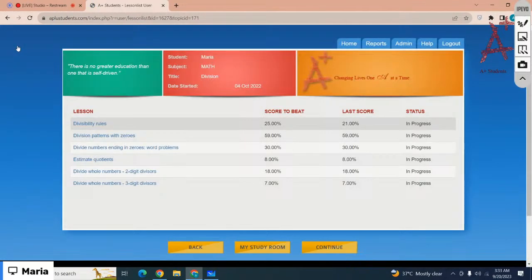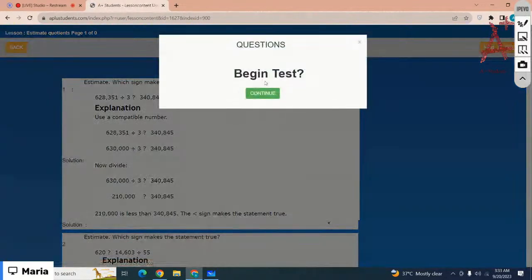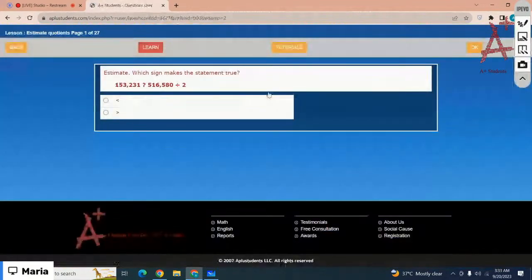The next lesson, word problems, you have to do on your own, right? Let's just start with estimate quotients. We have done examples of this lesson also. Okay, estimate. One, estimate which sign makes the statement true. So you don't have to divide the exact numbers, you have to estimate them, right?